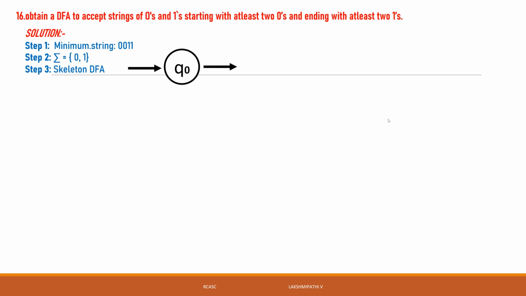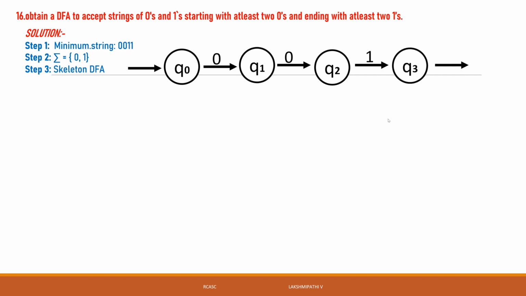Q0 reads the first character of the minimum string, that is 0. Q0 reads 0, it will go to Q1. Q1 reads the second character of the minimum string, 0, and goes to Q2. Then Q2 reads 1, the third character of the string, and goes to Q3. Q3 reads 1 and goes to Q4. Now I will take Q4 as the final state, because the minimum string is 0011. After 0011, the machine will reach the final state.